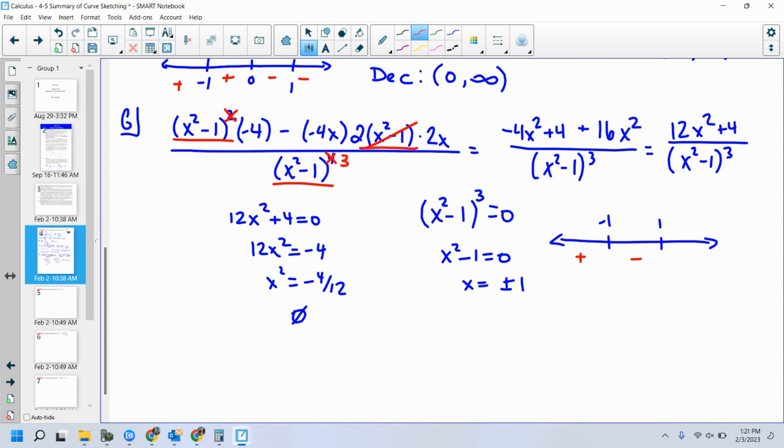And then 2 is going to be the same thing as negative 2. That's going to turn out positive as well, right?